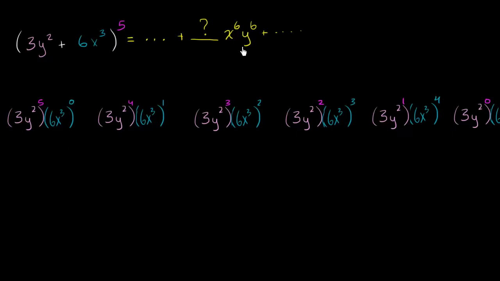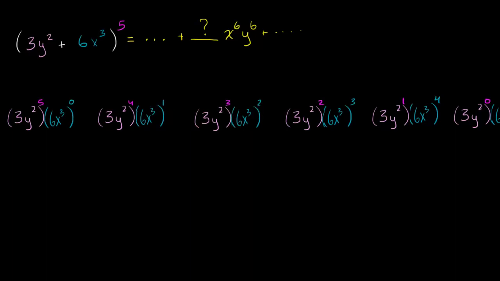But which of these terms is the one that we're talking about? It has x to the sixth, y to the sixth. So here we have, if we take y squared to the fourth, that's going to be y to the eighth, so that's not it. If we go here, we have y squared to the third power, that's y to the sixth. And here you have x to the third squared, that's x to the sixth.